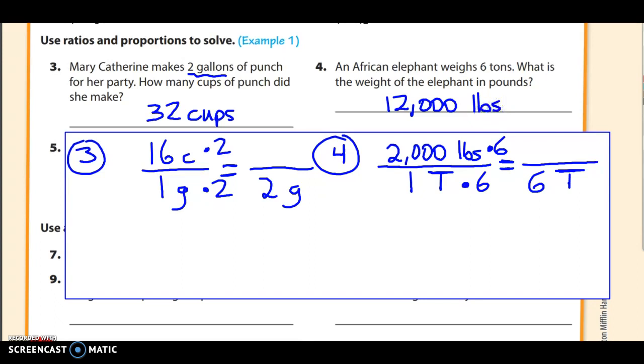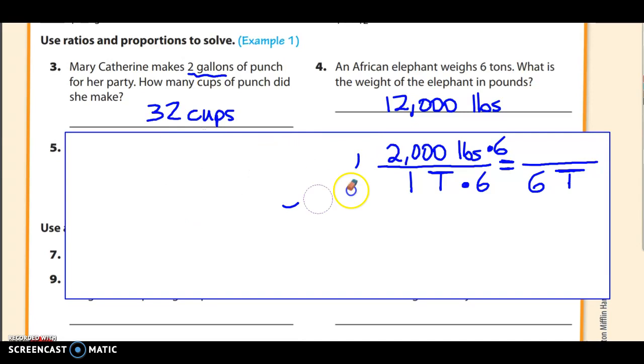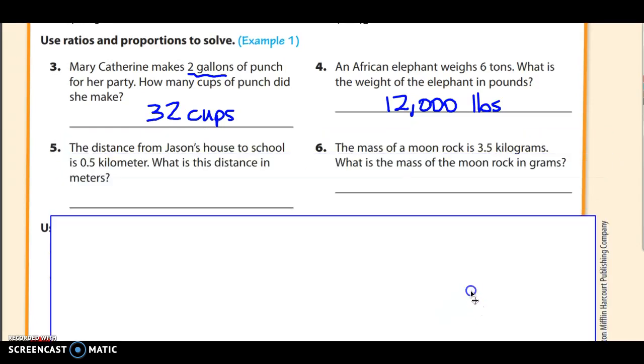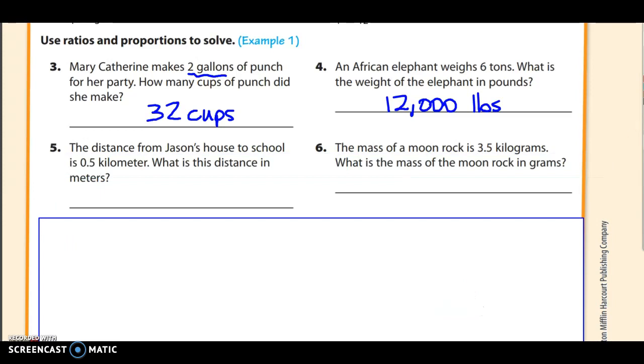If you think you got the hang of this, you can hit pause and try some problems on your own and then hit play to check your answers, or you can keep watching. If you need more help, that's fine with me. Number 5 reads, the distance from Jason's house to school is 0.5 kilometer. What is this distance in meters?